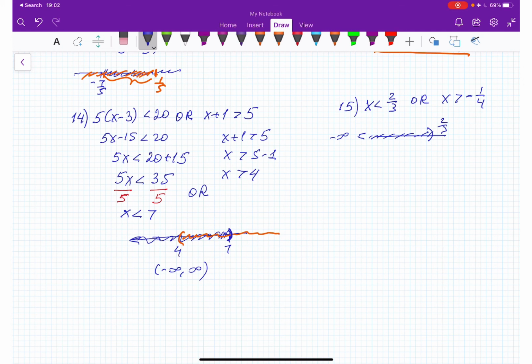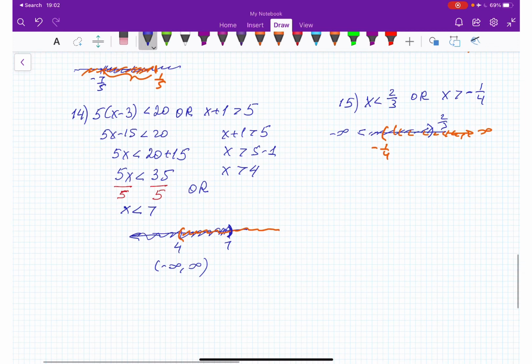And x is greater than negative 1/4. Let's say this is negative 1/4. And this is going to go all the way to positive infinity. So less than 2/3 covers negative infinity, greater than negative 1/4 covers positive infinity. So the answer is going to be negative infinity, positive infinity. Next one, 16.